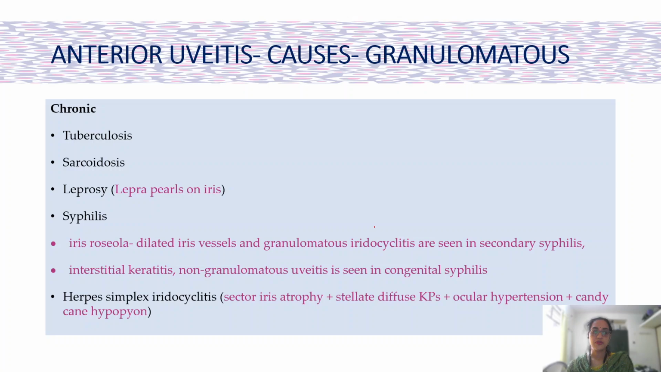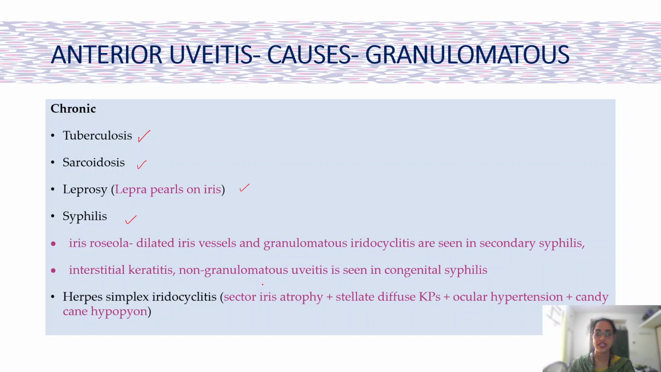So what are the granulomatous types? Tuberculosis, sarcoid, leprosy, syphilis. In leprosy, we get small granulomas called lepra pearls on the iris. In syphilis, we get iris roseola, which is dilated iris vessels, and granulomatous iridocyclitis. It can also have interstitial keratitis with non-granulomatous uveitis in congenital syphilis.